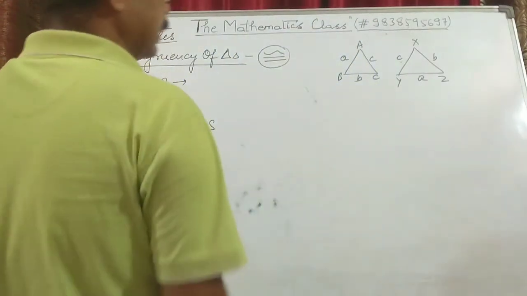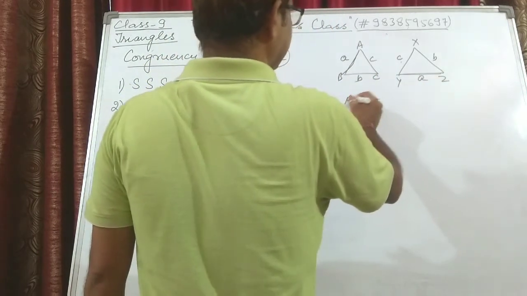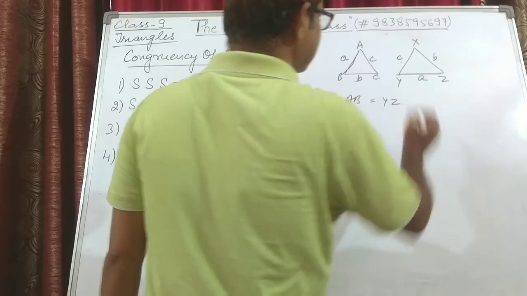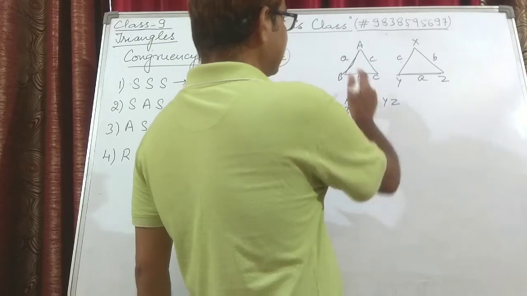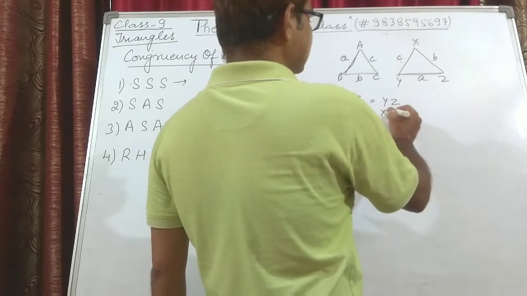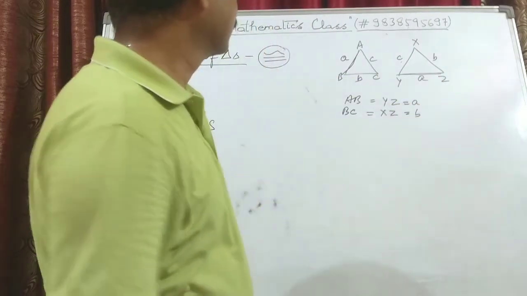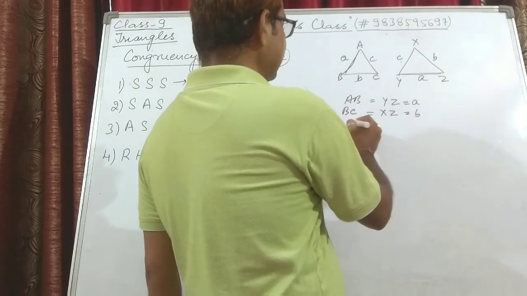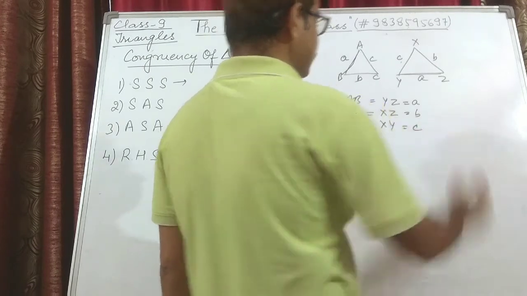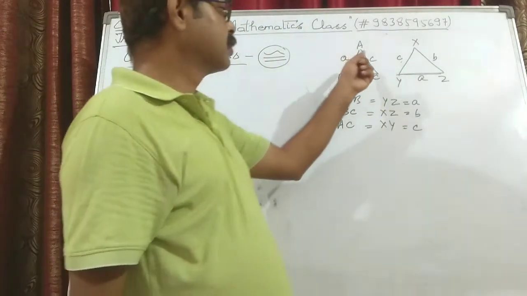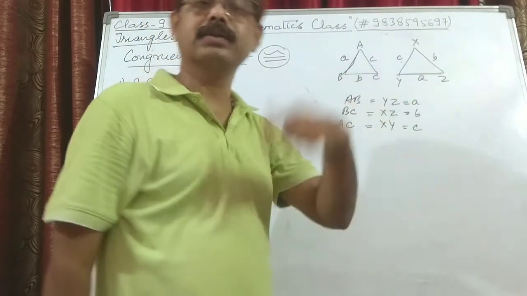Now what is SSS? In the first triangle you can say AB is equal to YZ in length. The second thing we can say is BC side, that is B centimeters, and here XZ side, that is B centimeters or B units. Then in the third we can say AC, that is C, and here XY, that is C units.